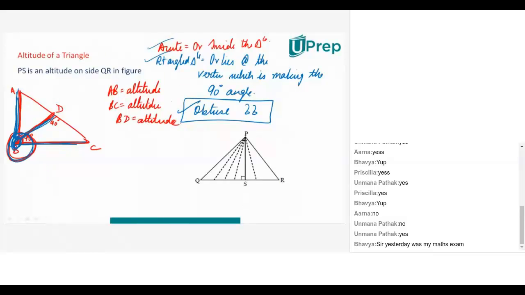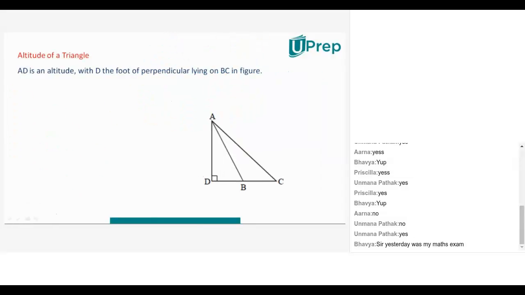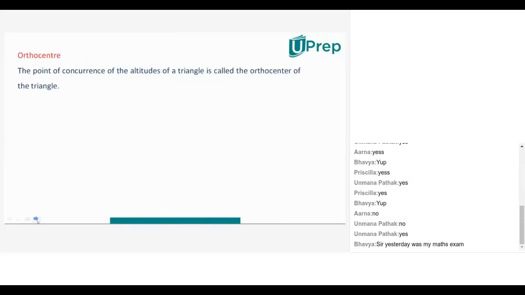This is what we just discussed. Orthocenter, the point of concurrence of the altitudes of a triangle, is called the orthocenter. We have three altitudes which meet at a common point called H. I mean to say the orthocenter is labeled as H. Are we clear with this, guys? Is everyone clear with the concept of median, concept of altitude?